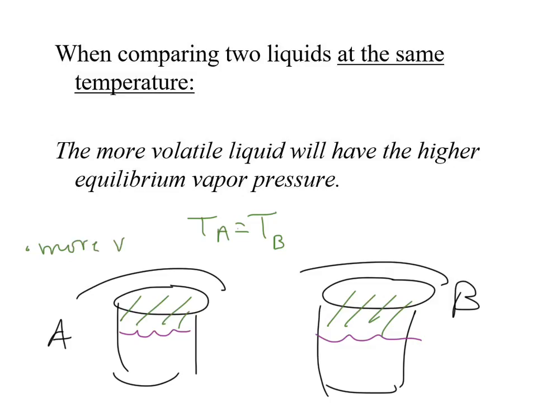you know, this makes sense. If you give it enough time and let it reach its equilibrium vapor pressure, then the pressure of A is going to be greater than the pressure of B. And by pressure, I mean the equilibrium vapor pressure. Makes sense, right?